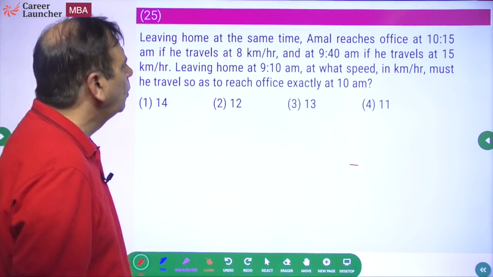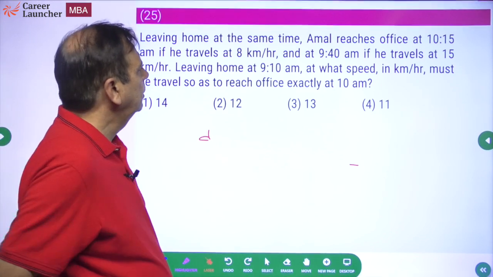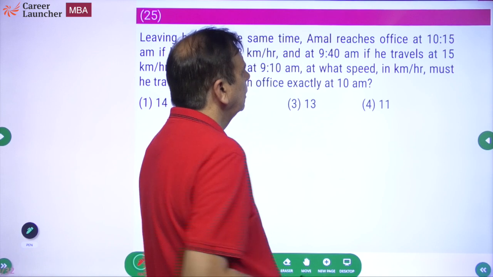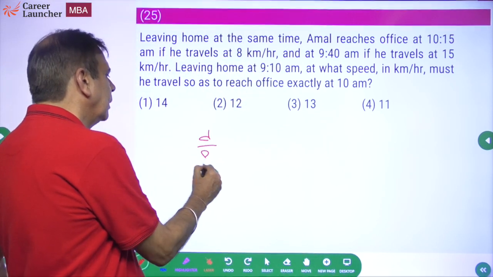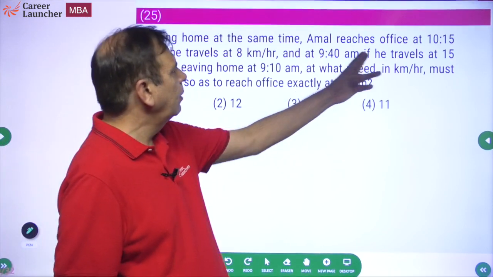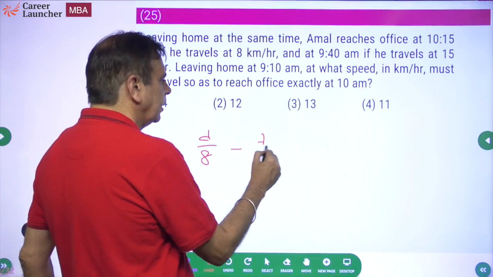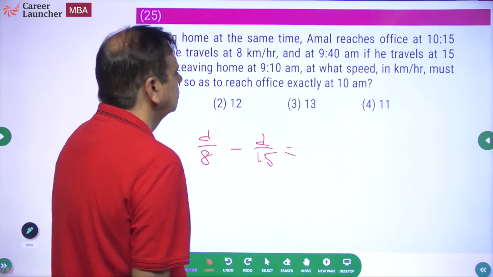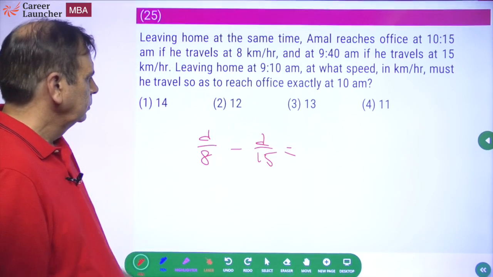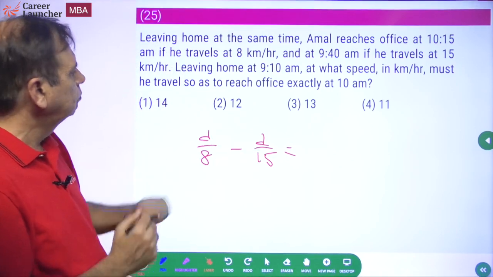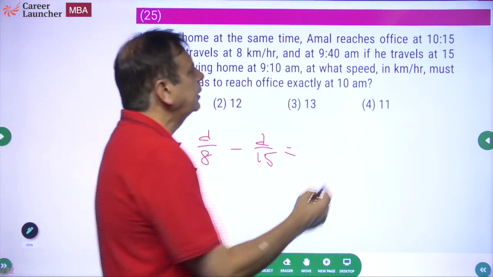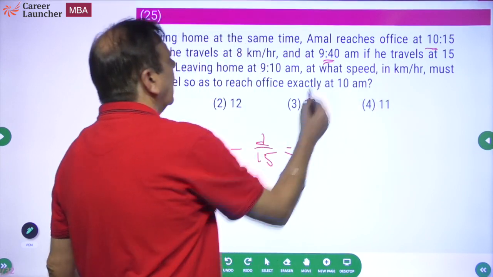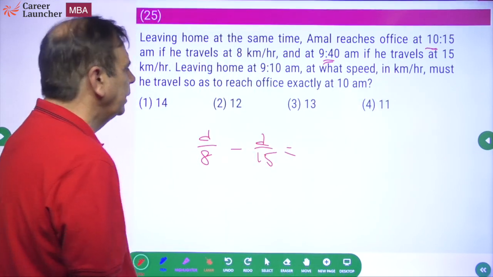So if the distance from home is d kilometers, when he travels at 8 kilometers, he will take d by 8, so many hours. When he travels at 15 kilometers, he will take d by 15 hours. Okay. So what is the time he saved? Instead of 10:15, he reached at 9:40, so he saved 15 plus 20, 35 minutes.